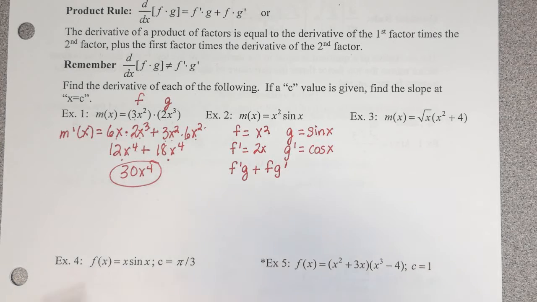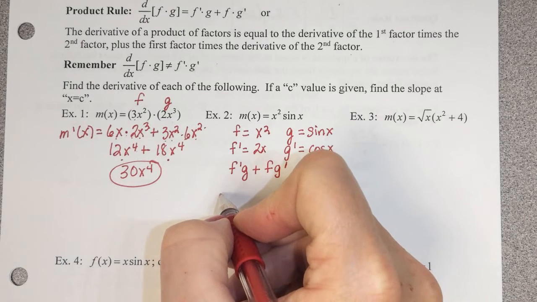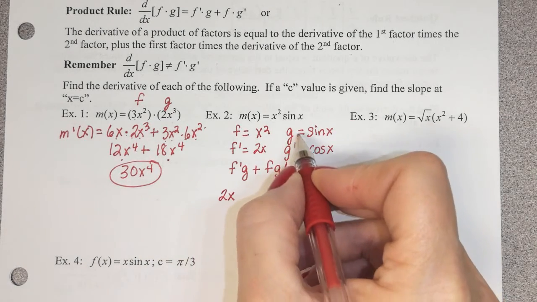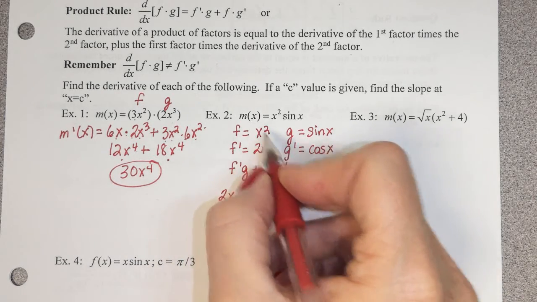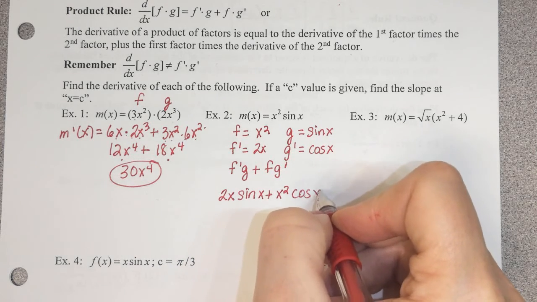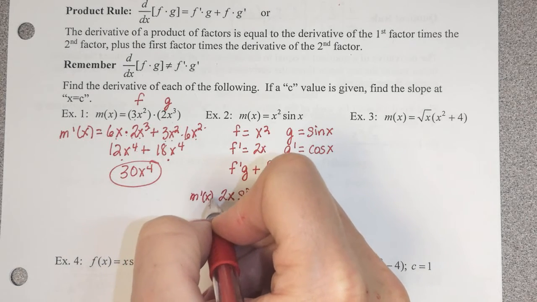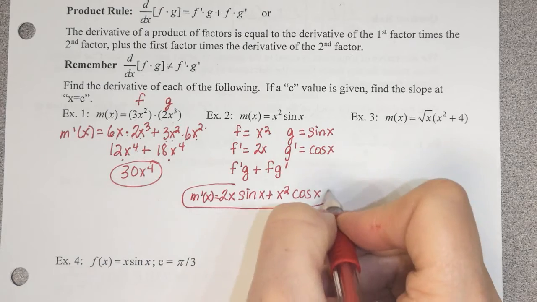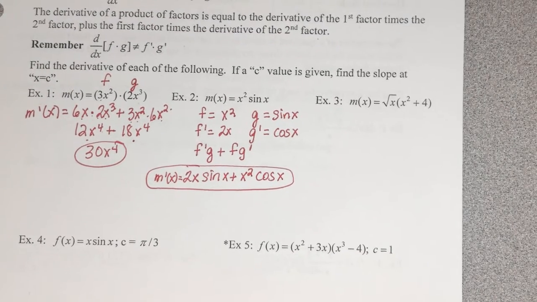And now we're just going to use substitution. What is f prime? 2x. Look for g, plus f, and then g prime. And so that would now be m prime of x. Okay, questions there? All right, let's take a look at the next one.